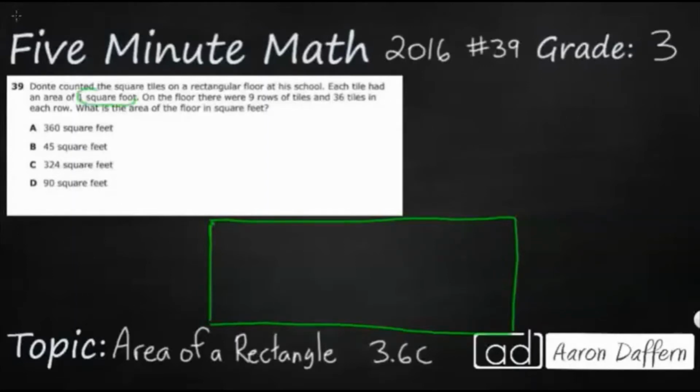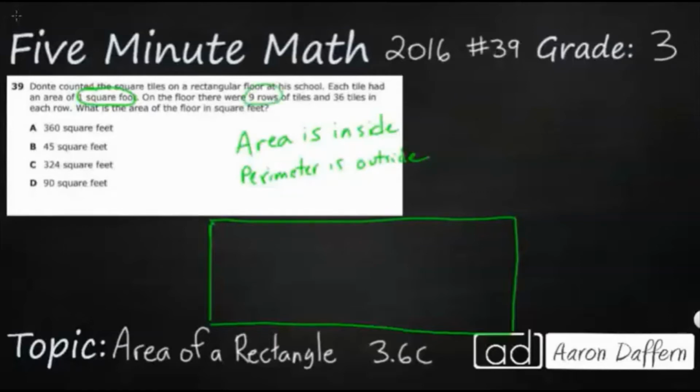Each tile had an area of 1 square foot. So that's going to be important, because when we are looking at area, what we're doing is we're looking at little squares. We're going to overlap little squares on the space inside, because remember, area is the inside of a shape. It's the perimeter that's outside. So we're not looking at perimeter, though we could if we wanted to. But that's the outside. So we're looking for the area, which is the inside. We're going to put these little squares here, and it says that each square has an area of 1 square foot. So on the floor, there were 9 rows of tiles and 36 tiles.